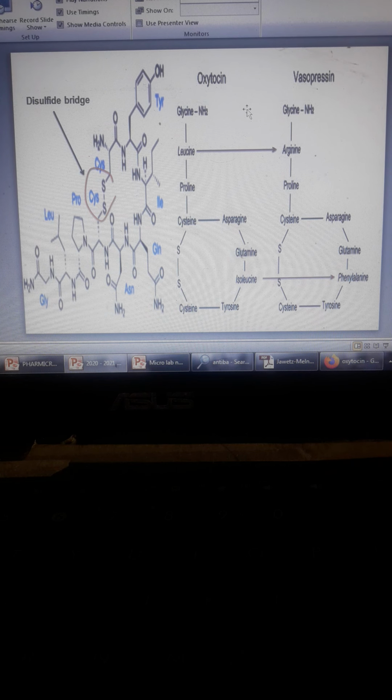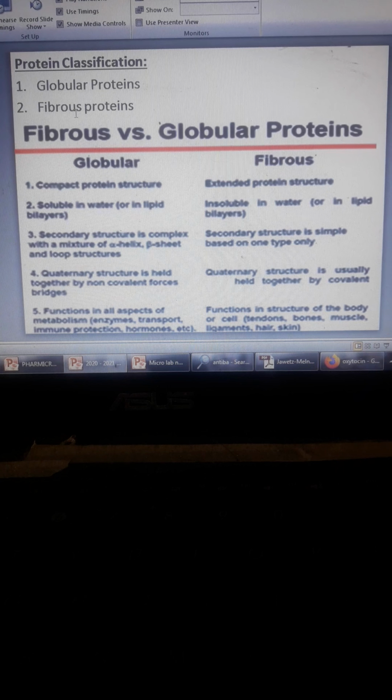And vasopressin is an antidiuretic hormone. Usually they differ only in the second chain. So these are composed of leucine, arginine, isoleucine, and phenylalanine. So mostly the structures are almost the same, and they are linked by a disulfide bond, or sulfur to sulfur bond, based on their polypeptide chain or structure.